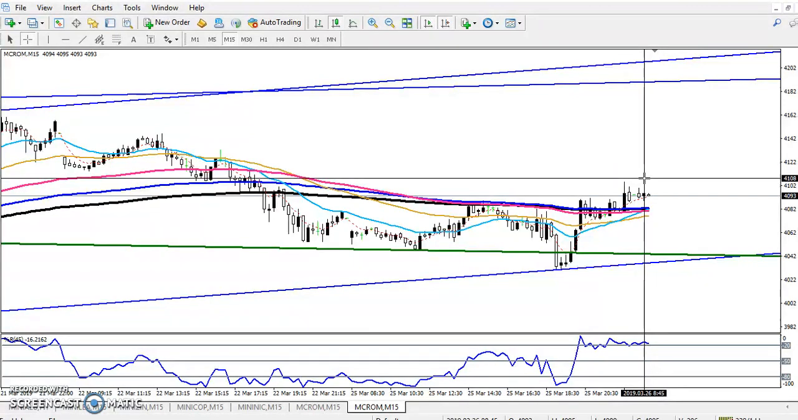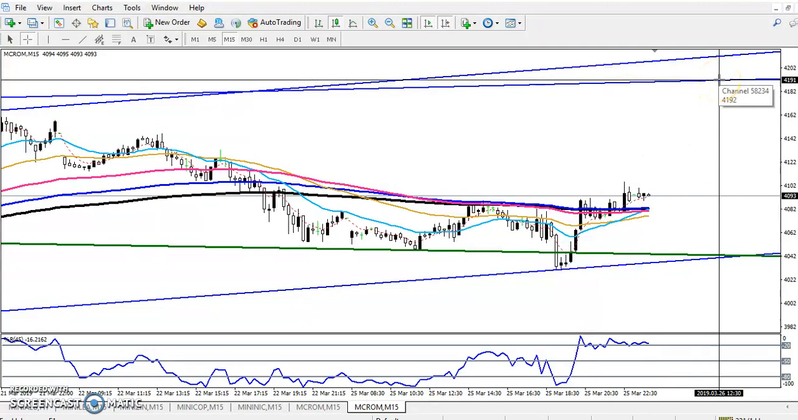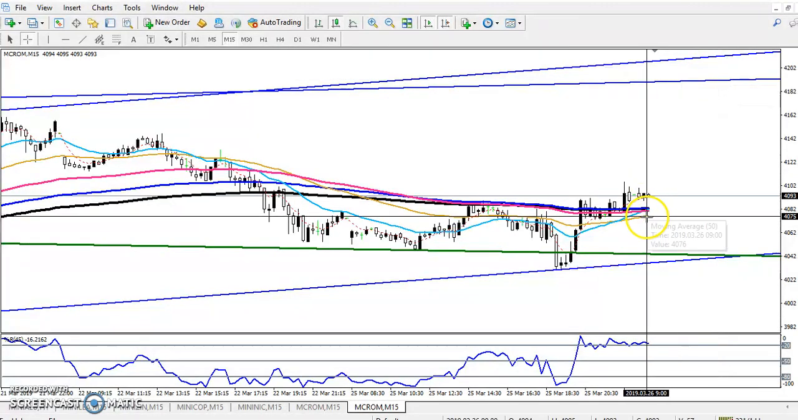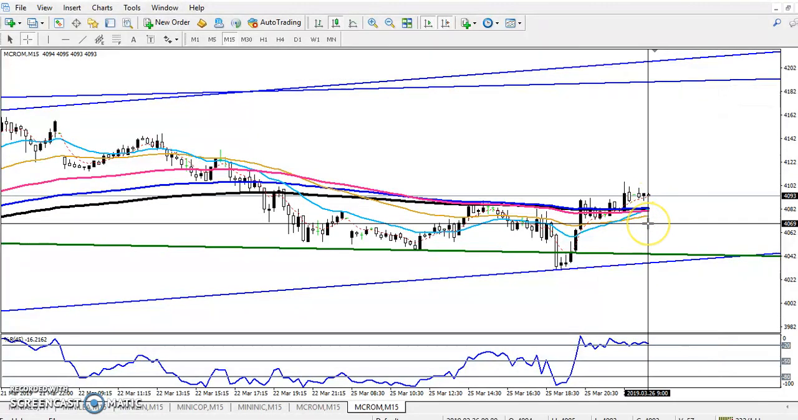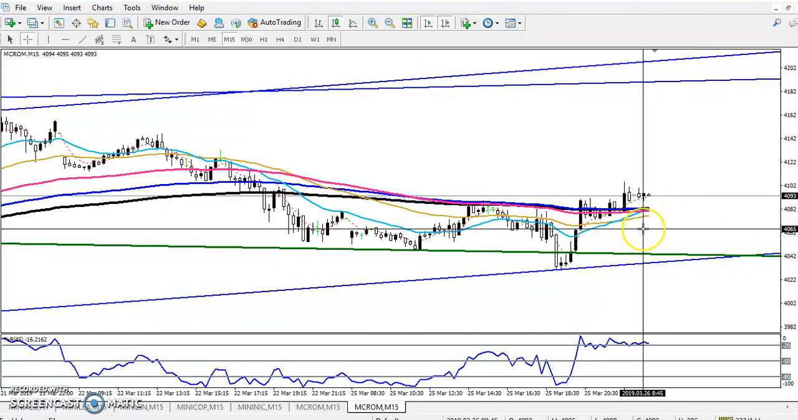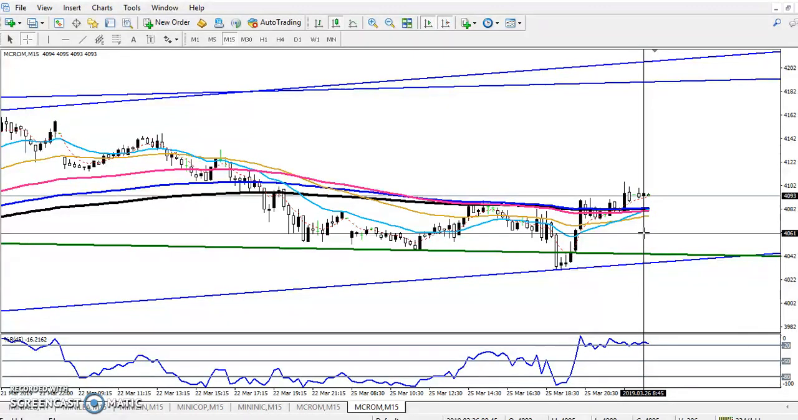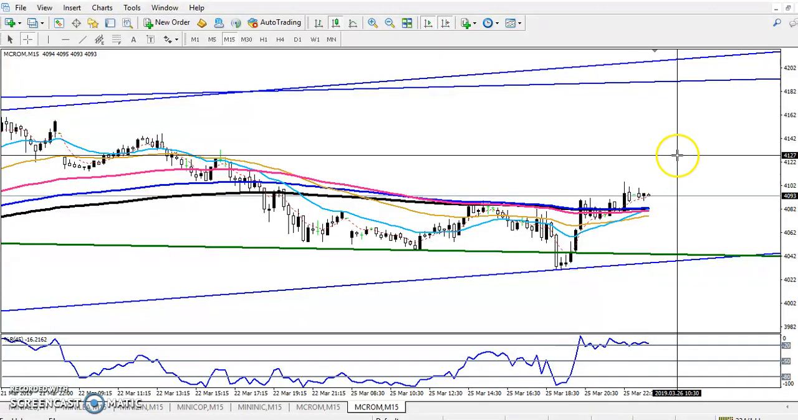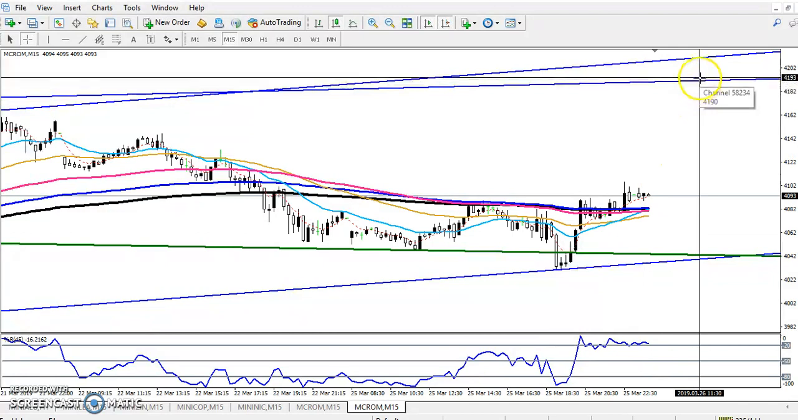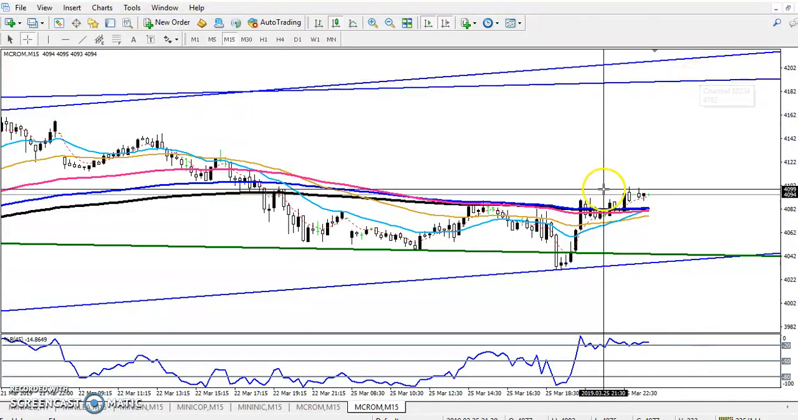you start buying from this area, and the next target will be around 4200, right? Your SL will be placed just below this moving average. I think SL will be around 4061, and the next target will be 4100 or 4200, right?